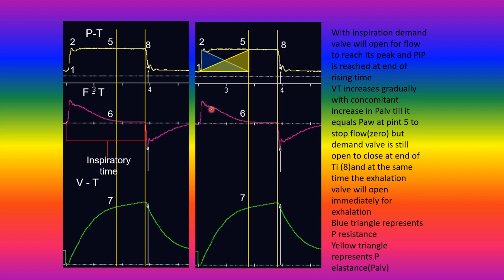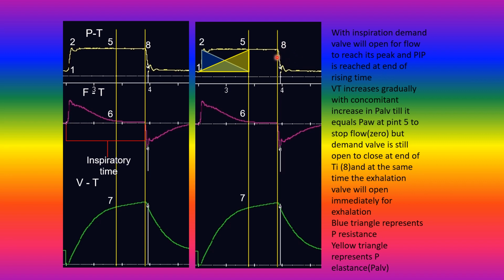So the flow is decelerating from this peak one, and the concomitant increase in the alveolar pressure will be associated with a concomitant decrease in the flow till the flow is zero. Flow is zero, but the demand valve is still open. We know that the demand valve will close by the order at the end of inspiratory time. So during this inspiratory pause, the demand valve is open and the patient can take a breath without triggering.